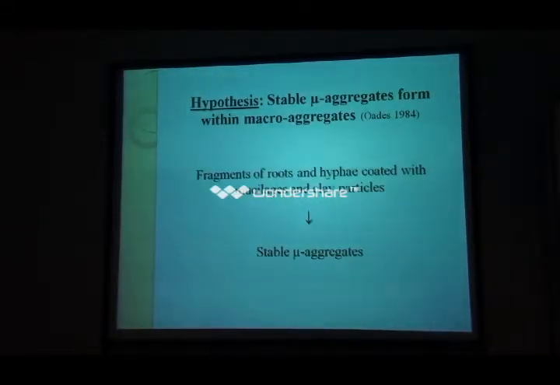And then a couple of years later, Malcolm proposed the first modification to our model, and he suggested that aggregates were not built up in steps from the smallest to the largest, but macro aggregates formed first, and then stable micro aggregates formed within the macro aggregates. And he said that the roots and hyphae were broken, probably by faunal activity, and became fragmented, and they became coated with mucilage and clay particles, and these became the stable micro aggregates.